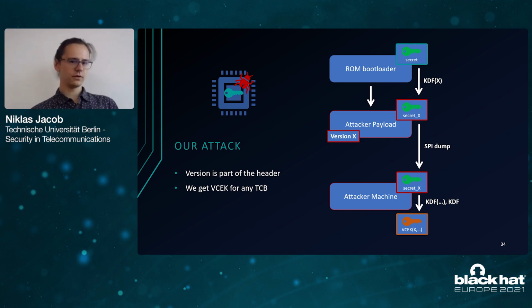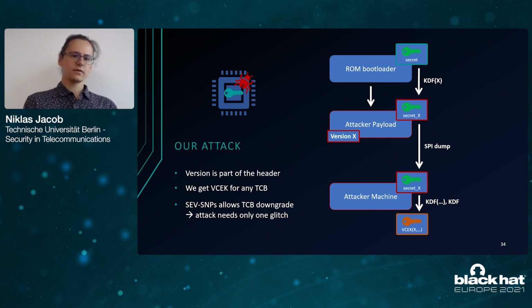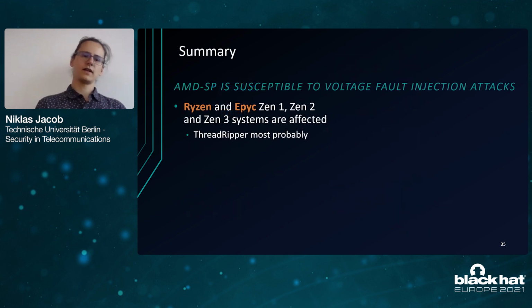And actually, we can do this attack for any version of our attacker payload, so we can generate all versioned chip endorsement keys. Additionally, we don't have to execute this attack for every version X of our attacker payload, because there's a nice TCB downgrade feature in the newest standard for the SEV technology. And we can use that to only execute this attack once and then gain access to all versioned chip endorsement keys.